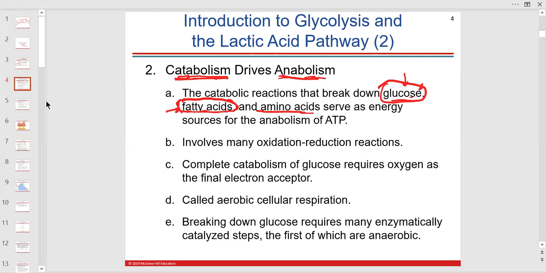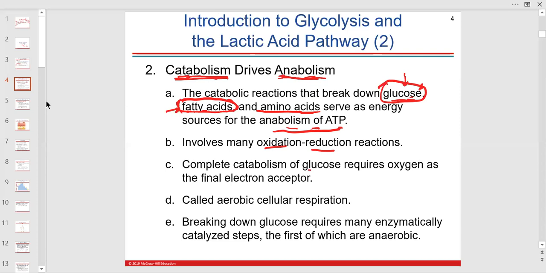If you're using amino acids as sources for building ATP, you're basically breaking down your own body. You're cannibalizing your own body, using your muscle tissue, using bone tissue, atrophying. And if this continues, it's going to start using heart muscle and diaphragm muscle and connective tissue. So again, starvation is an example of how that could happen. Anyway, using any of these appropriately is going to involve a lot of these redox, or oxidation-reduction, reactions.